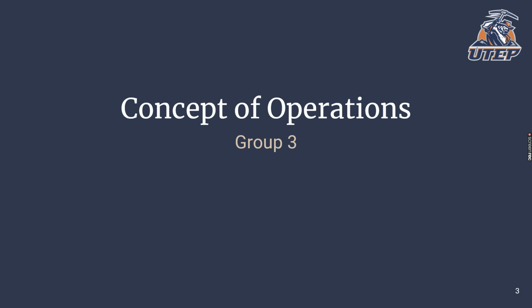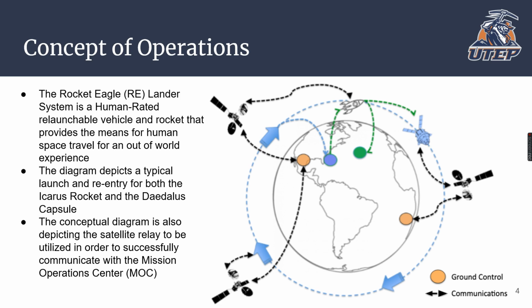The concept of operations by Group 3. The CONOPS. The Relander system is a human-rated relaunchable vehicle and rocket that provides the means for human space travel for an out-of-world experience. The diagram on the right depicts a typical launch and re-entry for both the Icarus rocket and the Daedalus capsule. The conceptual diagram is also depicting the satellite relay to be utilized in order to successfully communicate with the Mission Operations Center.